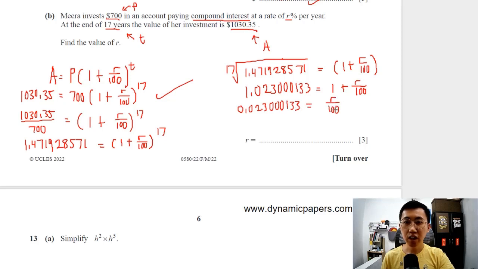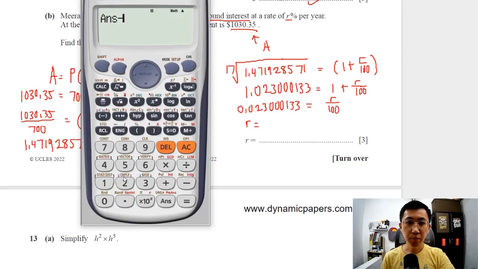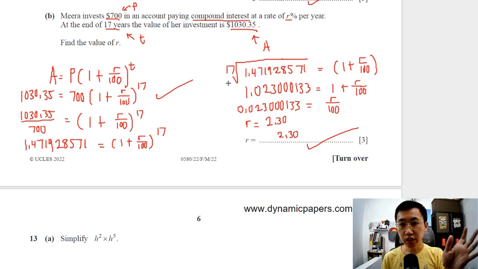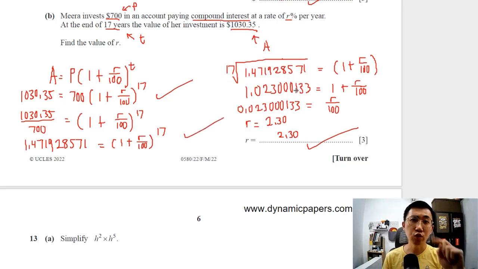Finally, last step, the 100 kick there becomes multiply. So your R is going to be, take minus 1 times 100. Okay, so 2.30. That is your final answer. Leave it like that because it's 3 significant figures in the final exam. Okay, so final answer 2.30, and your working is going to get you 1 mark. So just show all your working and you'll be fine.